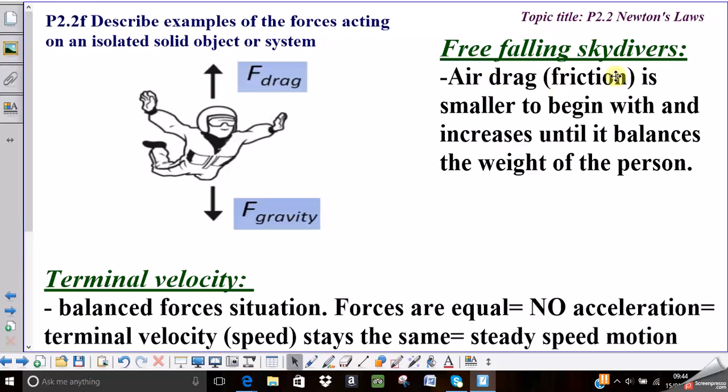Air drag friction is smaller to begin with, because you don't have speed and you're not moving through the air yet. It increases because you're moving faster. That means you're hitting more air particles, so there'll be more friction, more drag from the air particles, until it balances the weight of the person. When the force of drag equals the force of gravity, the air friction equals the force of gravity, we reach the situation where there is terminal velocity.